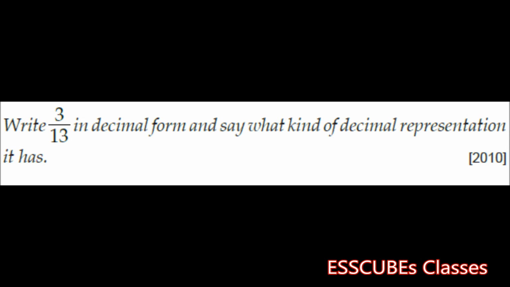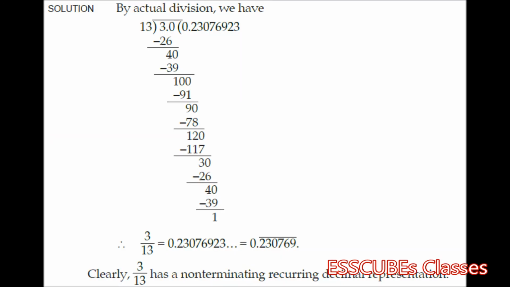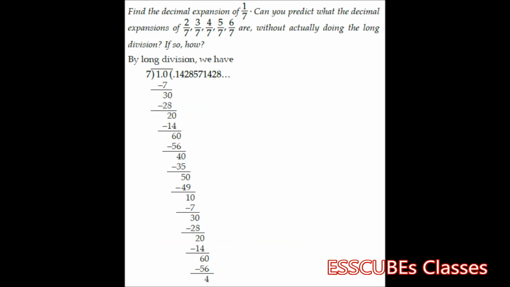By the way, this question came in the 2010 board exams. Well, by the actual division method, we have 3 by 13 is nothing but 0.2307692, right? So we see that 230769 is getting repeated. So I can put a bar on this. So clearly 3 by 13 has a non-terminating recurring decimal representation.